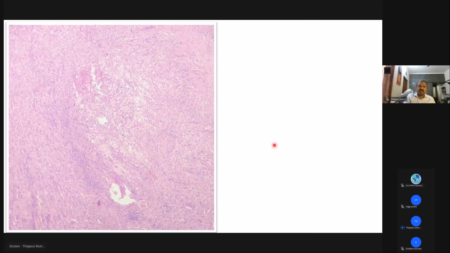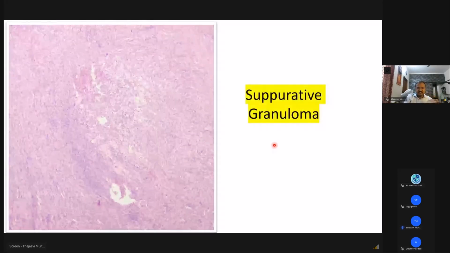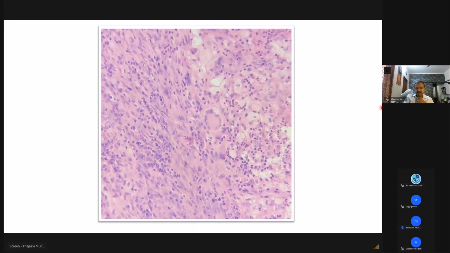So these are neutrophil-rich granulomas, also called suppurative granulomas. Suppurative granulomas are usually seen in deep-seated fungal infections or deep dermatophytosis. Okay, most commonly, giant cells with neutrophilic infiltrate, granulomas or foamy histiocytes are seen in either foreign body reaction or fungal infection.